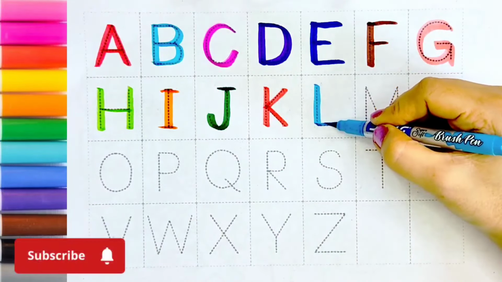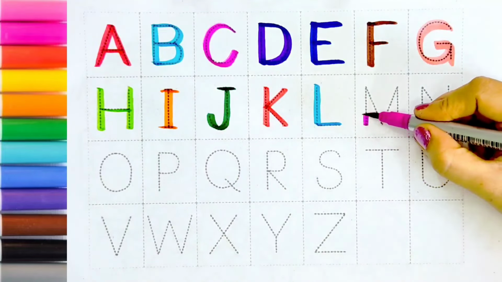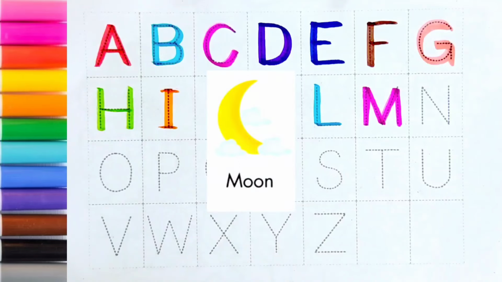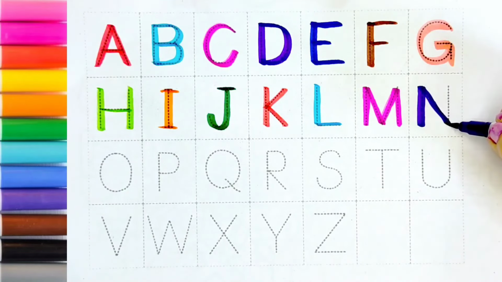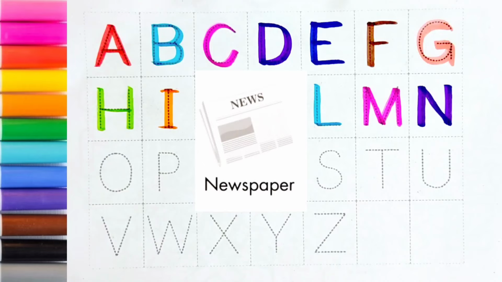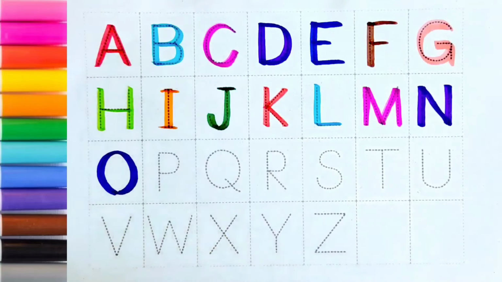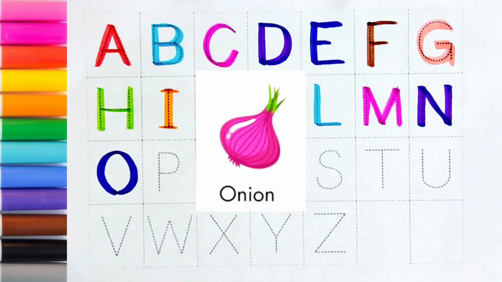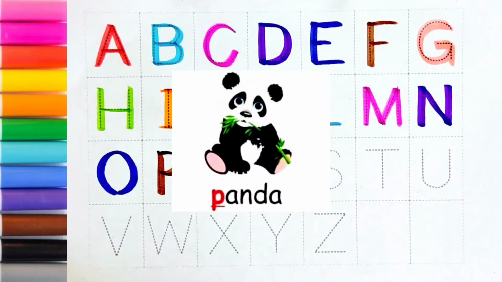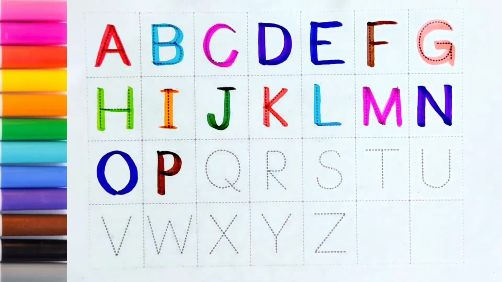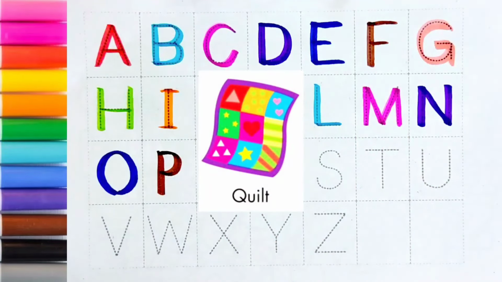Sky blue color L. L for log. Pink color M. M for moon. Purple color N. N for newspaper. Blue color O. O for onion. Brown color P. P for panda. Pink color Q. Q for quilt.